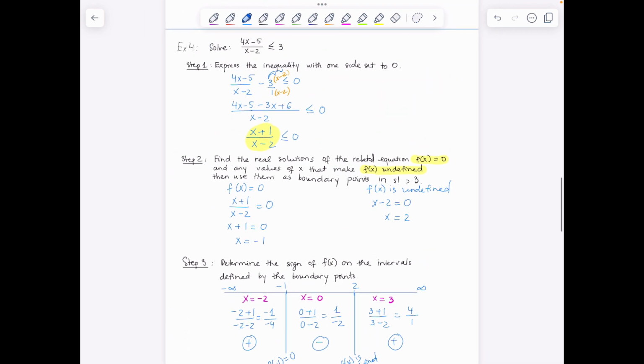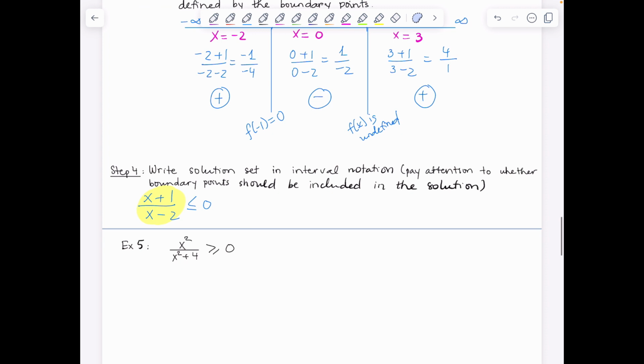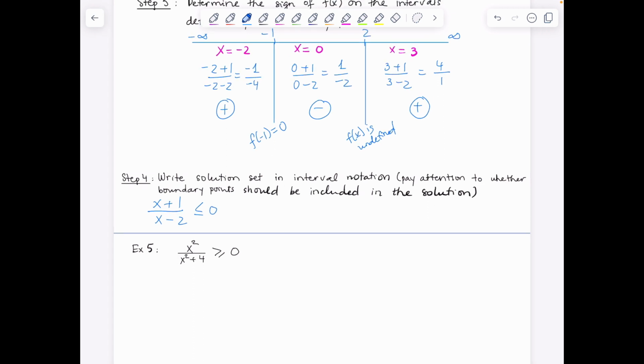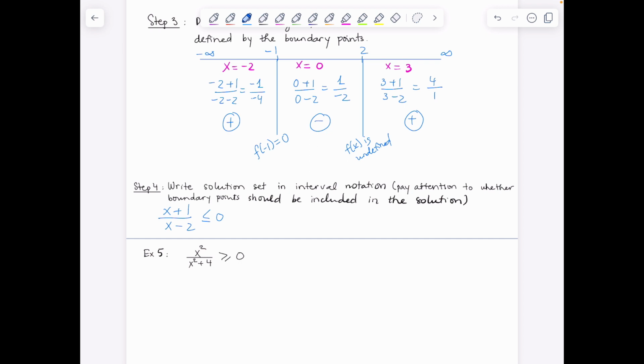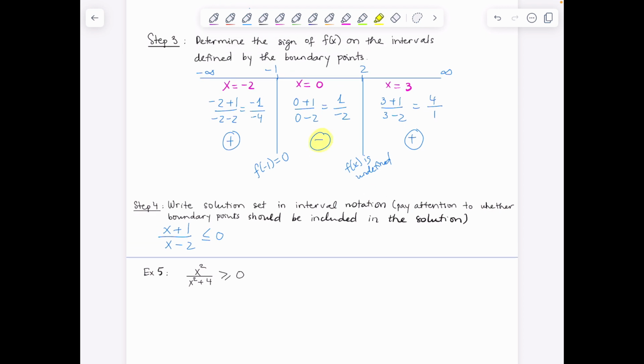Back to the original problem. We want the form where the function is being compared to 0. So we want the function to be less than 0. So that means it's negative. And also equal to 0, less than or equal to 0. So we also pick the value negative 1. So when you write the interval, it's going to be negative 1 included to 2. We cannot include 2 because 2 is where it makes the function undefined. So the final answer is negative 1 to 2.